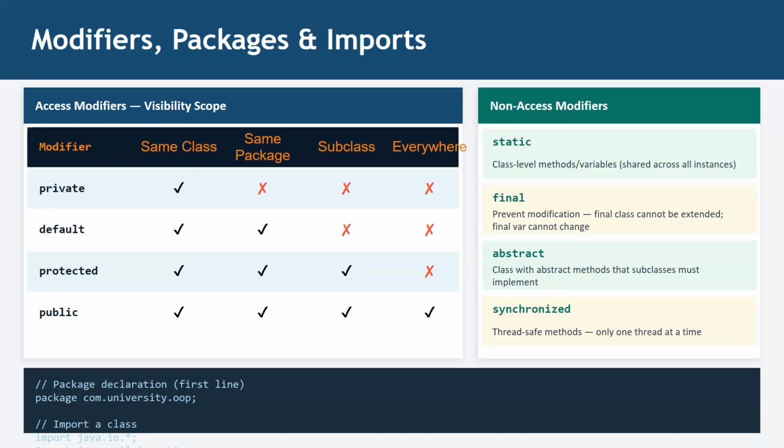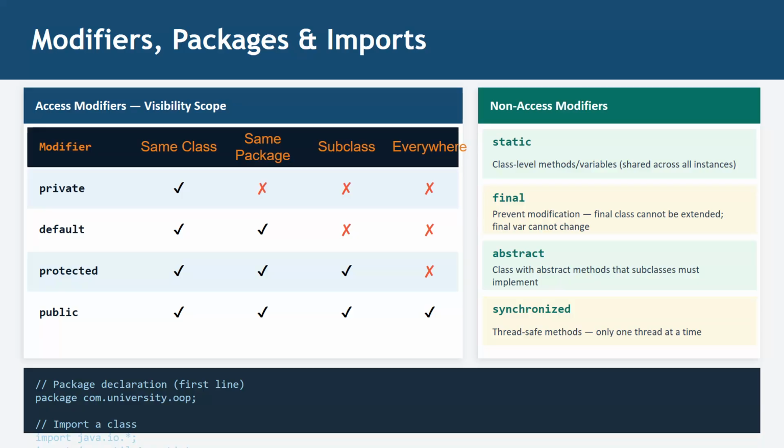And when you are saying public final, it means that you are preventing modifications. No further modifications can be done to that class. So the final class cannot be extended, or you cannot use inheritance on such a class. When you're using public final or private final, it cannot be inherited anywhere. Therefore, the final variable cannot change. Then we have the abstract class. This is a class with abstract methods that subclasses must implement.